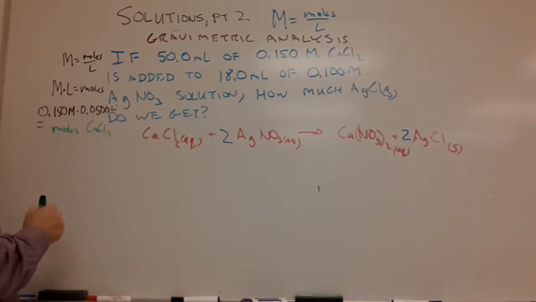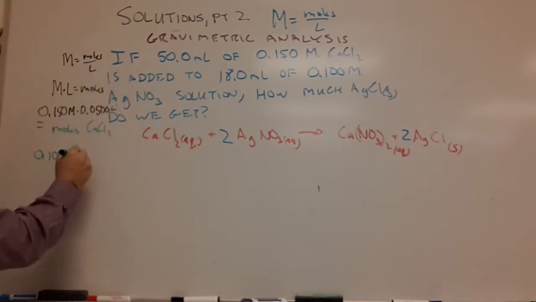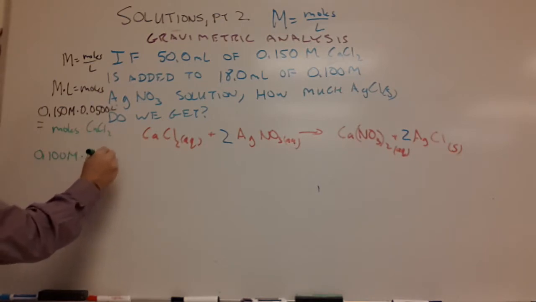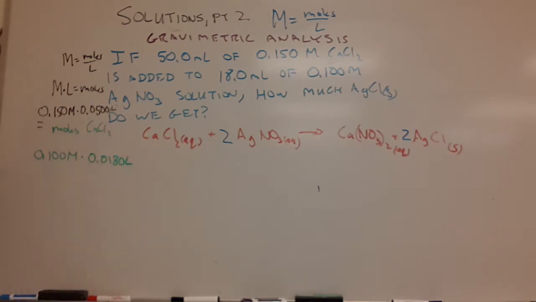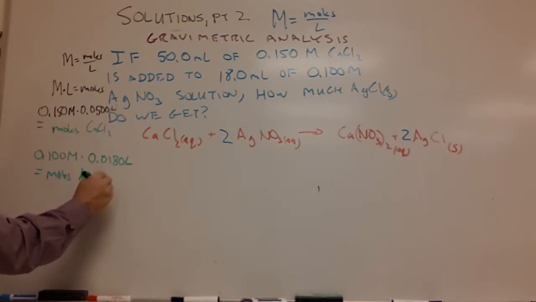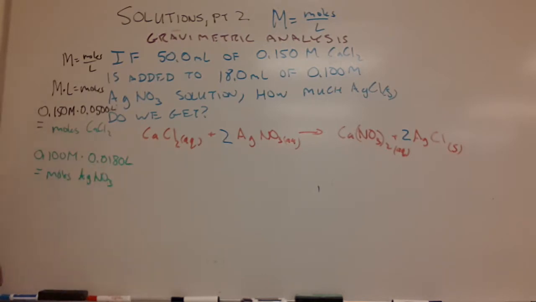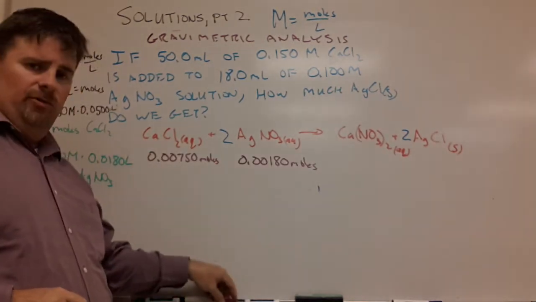And I want to figure out the number of moles of silver nitrate that I've got. So I've got a 0.100 molar solution, and I've got 18 milliliters. So I convert that to liters. All right? So that's the number of liters that I've got, and this will give me the number of moles of silver nitrate that I have in the solution. So let's do that calculation, and we'll write the numbers in so you can follow along. All right, so right here I've got my two values as far as moles go.